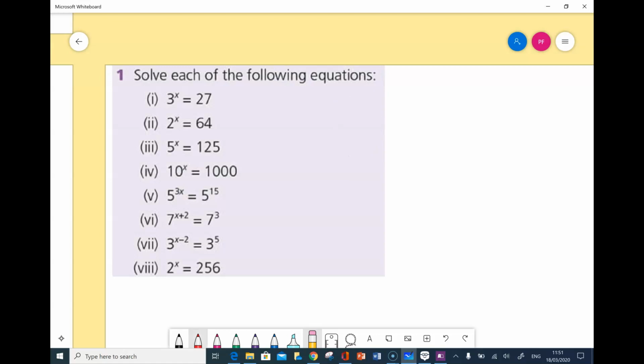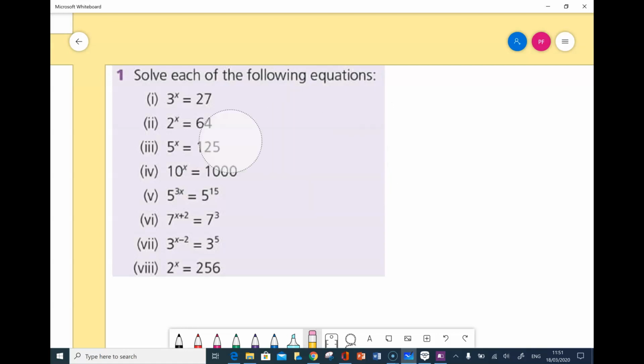Right, let's have a look at the second one. 2 to the power of x equals 64. My x is up in my indices, so I need to make my base numbers the same. 2 squared is 4, 2 cubed is 8, 2 to the power of 4 is 16, 2 to the power of 5 is 32, and 2 to the power of 6 is 64. Again, just trial and error in your calculator. My base numbers are the same, so my indices must be the same.